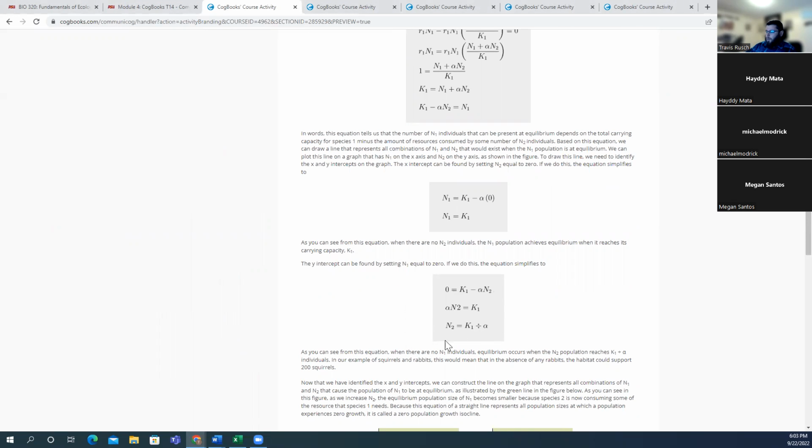Can anybody talk about what is alpha and why do we have it in this equation? It's a competition coefficient. Yeah, from the chat, alpha converts individuals of species 2 into the equivalent number of individuals of species 1. Exactly, just by definition. So if we're predicting the winner of competition and we want to know which species is potentially going to win out, we can convert the 2 different species into units of 1 single species.